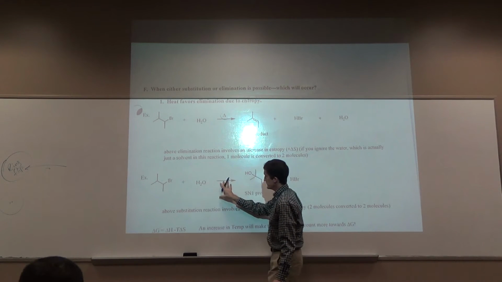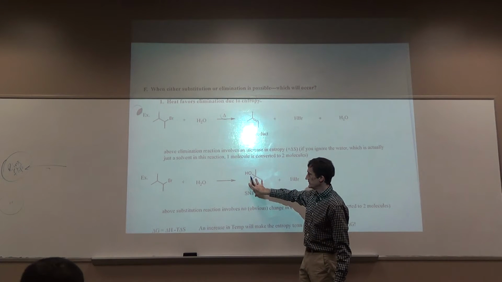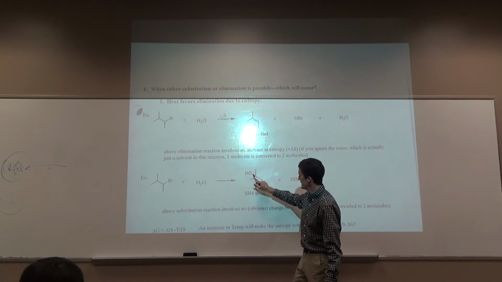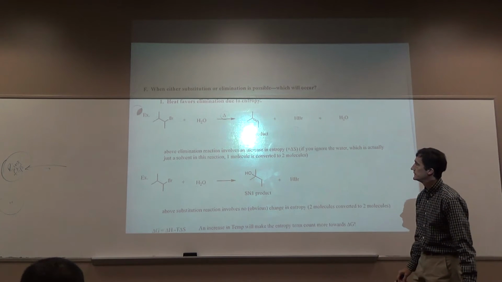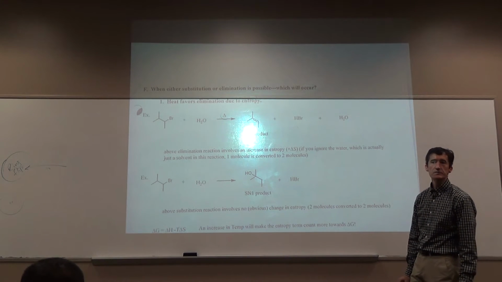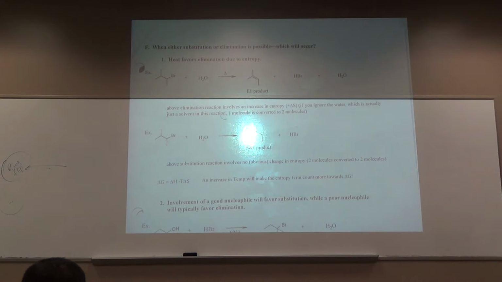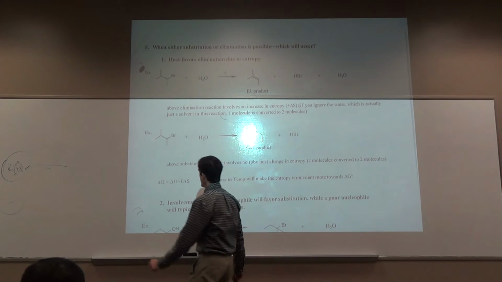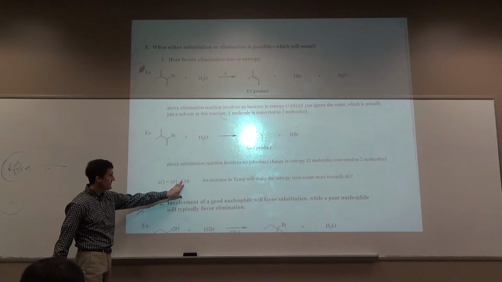On the other hand, if you do this at room temperature, you're more prone to get this substitution product. The bromine is replaced by the nucleophile. You also produce HBr. Heat tends to favor elimination. Why? Well, you already know this. If you look at your delta G equation, where's heat fall? Over here, temperature.